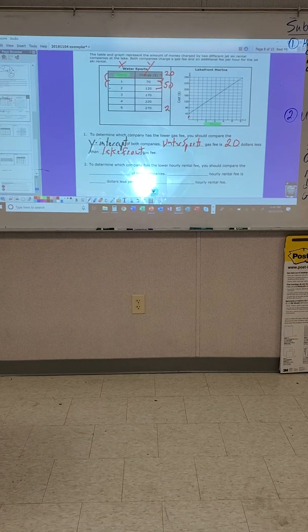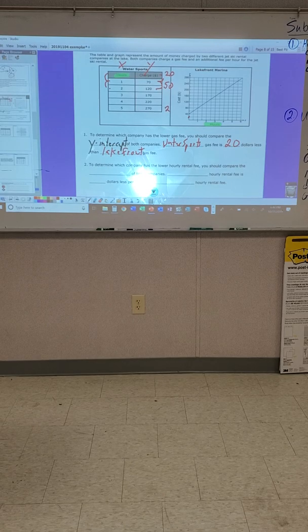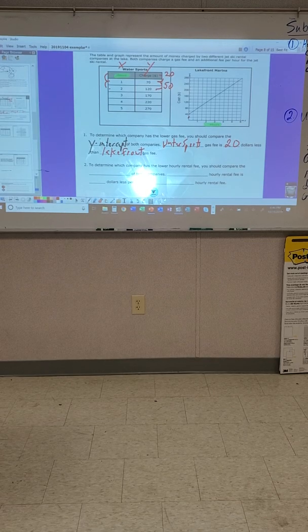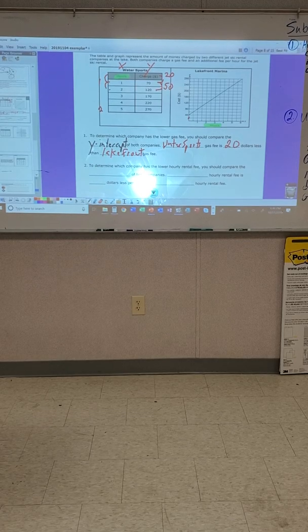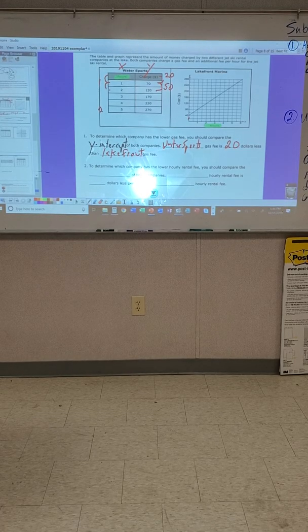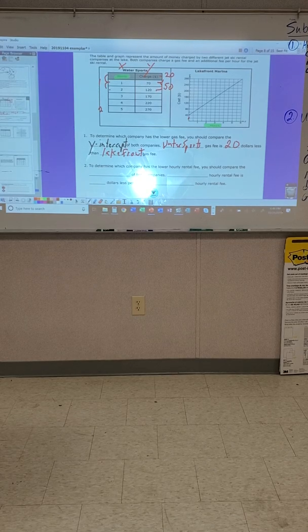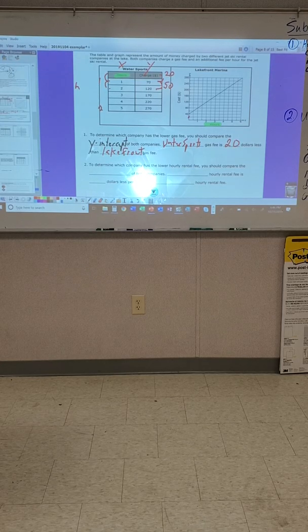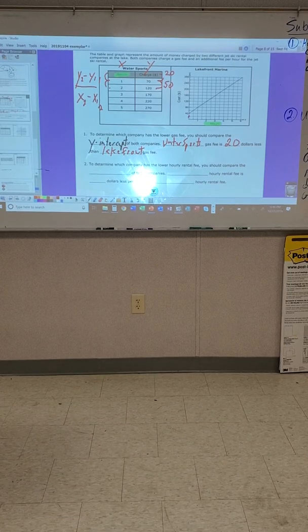So I'll just write that there. Here's my second point, and here's my first point. And I chose that because the Y, 270 and 70, it's going to be easy to calculate. So, my slope formula is y2 minus y1 over x2 minus x1. So let's plug that in.